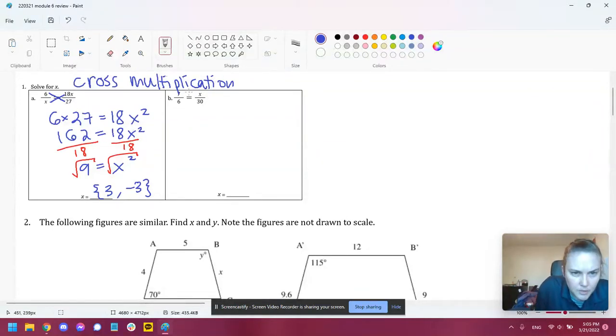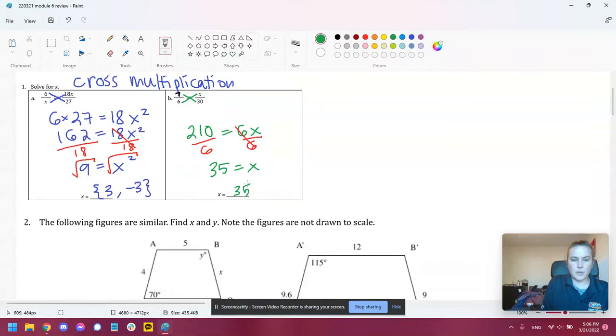Okay. Oh no, I think this said 7. Nice. Cool. For the next one, we're still going to cross multiply. So numerator times denominator. 7 times 30 is 210. Denominator times numerator. 6 times x is 6x. And then again, we're going to divide by 6. That cancels. And we're going to get 35 equals x. We can stop there because x is totally by itself. Nice.